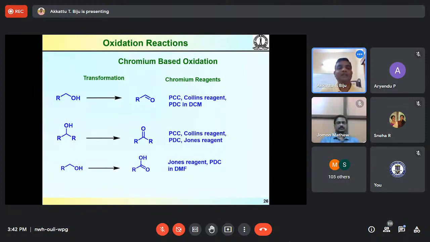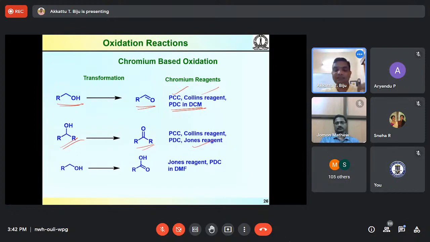So to summarize, regarding the oxidation reactions using chromium based reagents, most of these reagents are used for the transformation of primary alcohol to an aldehyde. One can use PCC, Collins reagent, PDC in DCM. So these reagents are very selective. And for the secondary alcohol to ketone, we can use PCC, PDC, Jones reagent also, because the ketone cannot be further oxidized.